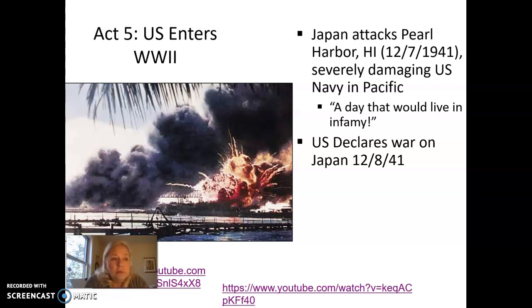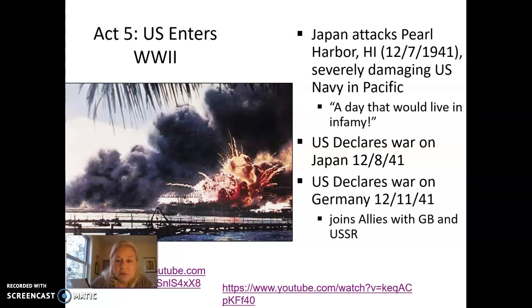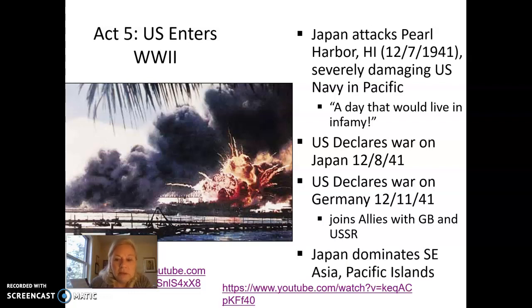At this time, Roosevelt was ready to go to war. He was looking for a good reason, some would say, to go to war, and certainly this did provide that reason for going to war. Because Japan was allied with Germany, the U.S. declares war on Germany on December 11th of 1941, joins the Allies with Great Britain and the USSR. So this is going to be a really important turning point in the war.